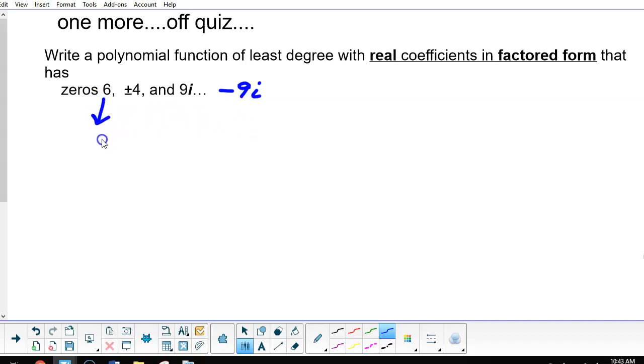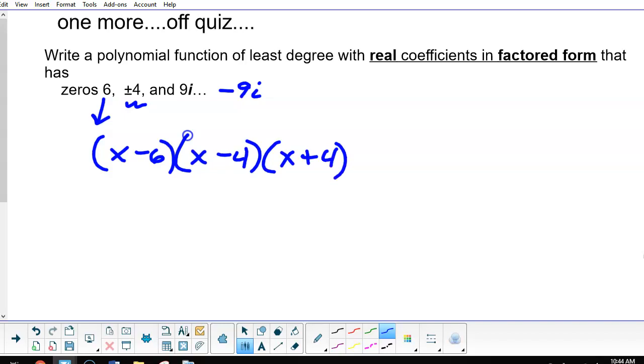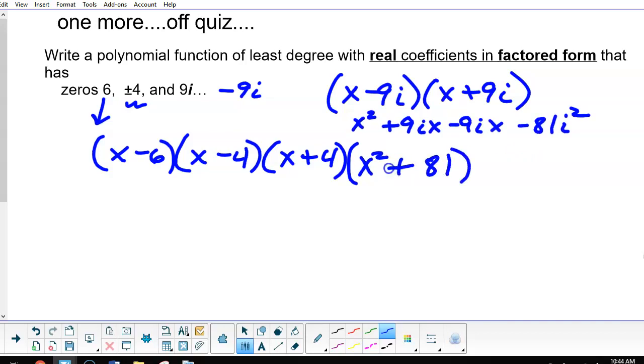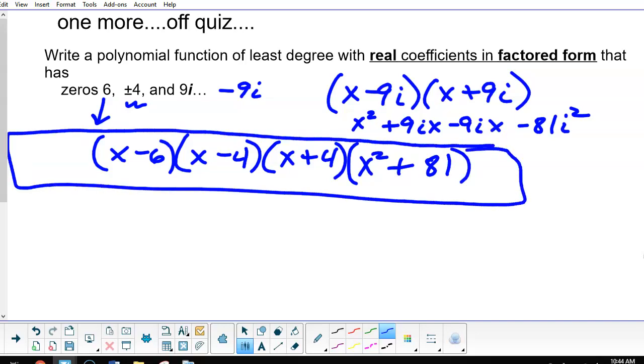Okay. If there's a 0 here, we write x minus 6, and we're good because that one's real. What about this one? x minus 4 and x plus 4 are zeros. Everybody okay? And then we have x minus 9i and x plus 9i, but we can't leave them like that because we have imaginary coefficients. So what do we do? Yep, x squared, then what's going to happen? We'll have a plus 9ix and a minus 9ix and a minus 81i squared, which will become positive 81. Got it? So that question's not going to mess you up. We will practice it one more time tomorrow, but it's on Friday's quiz, okay?